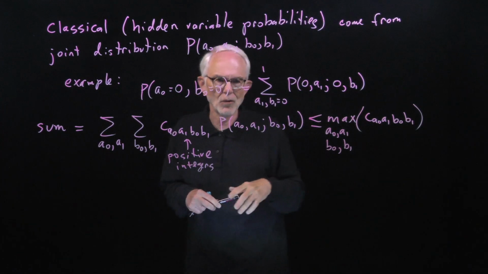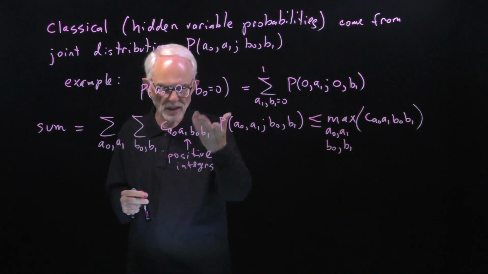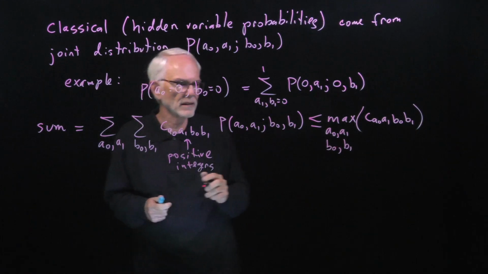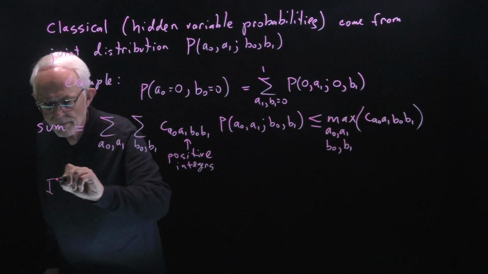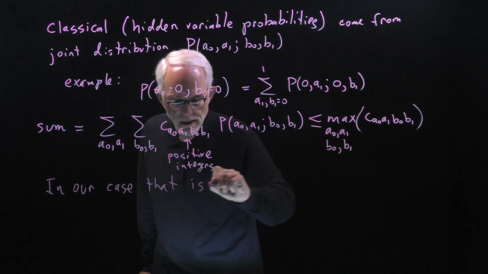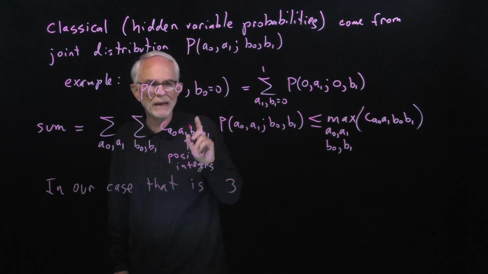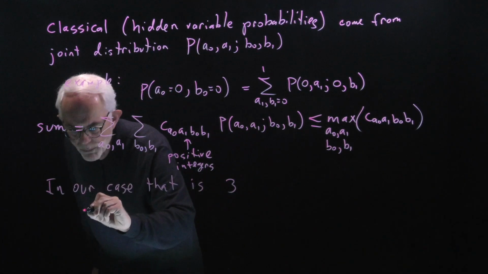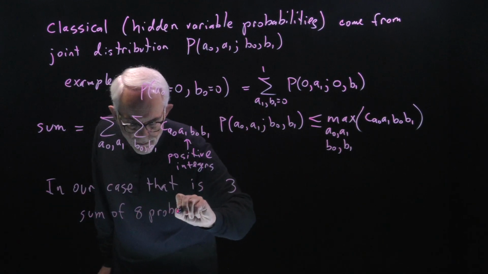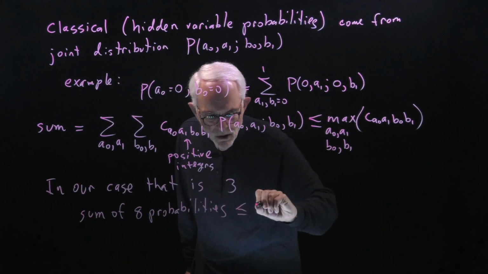And we can actually find out what that is. You have to do the calculation: you just take the probabilities, add them all up, and find out what the C's are. It turns out that in our case, that max is equal to 3. So that means that the Bell inequality is that the sum of our 8 probabilities has to be less than or equal to 3.